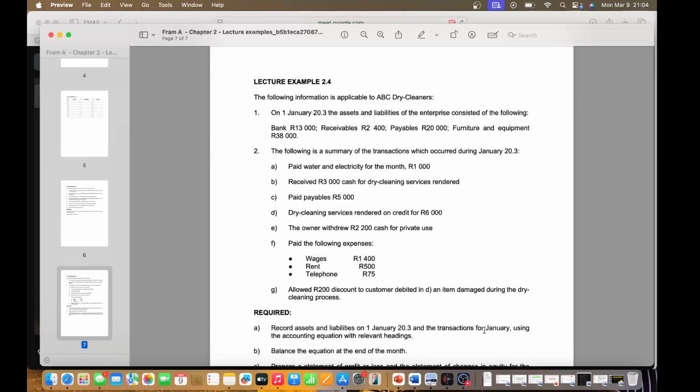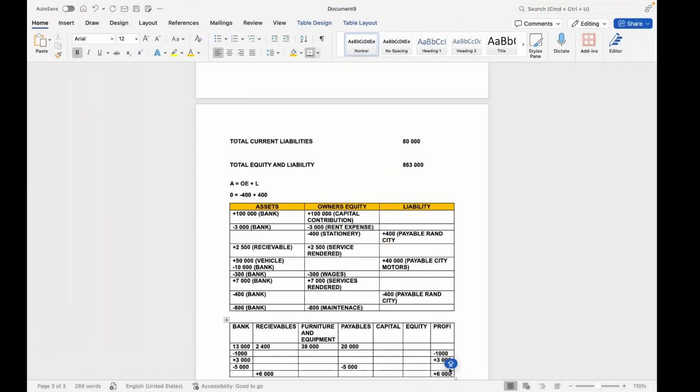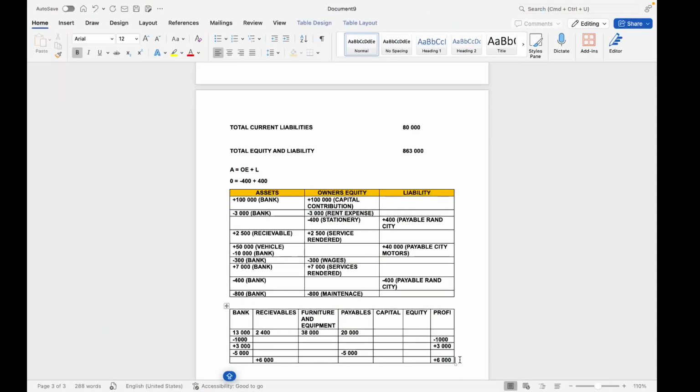Then we move on. The owner withdrew 2.2 for private use. So if someone withdraws money, what's going to happen? Bank minus 2.2, right? And then our capital is decreasing. This is drawings, right? So again, 2,200.